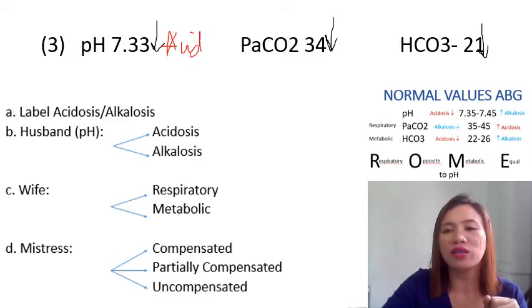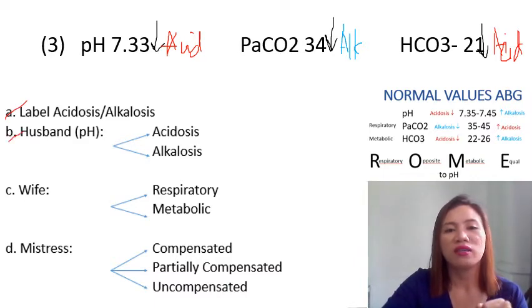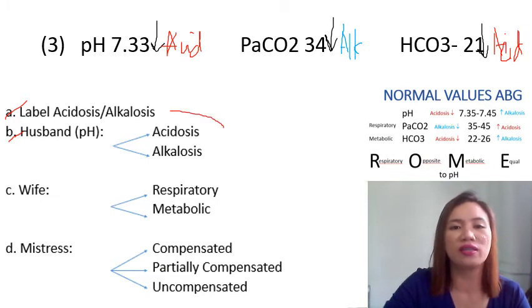Carbon dioxide decrease is alkalosis. Bicarbonate decrease is acidosis. So we're done with the labeling. Let's look at the husband. Acidosis, alkalosis. It's acidosis.